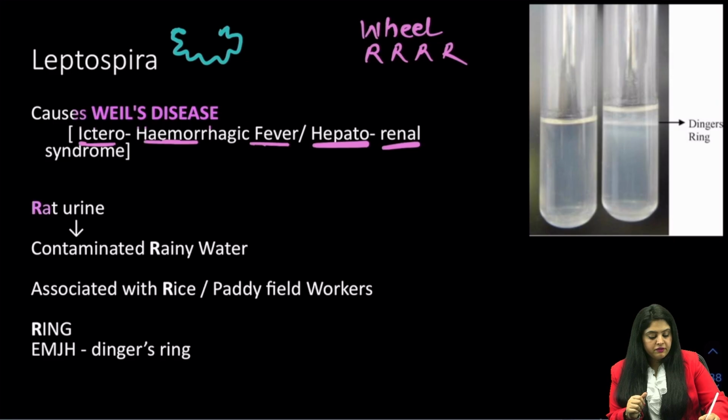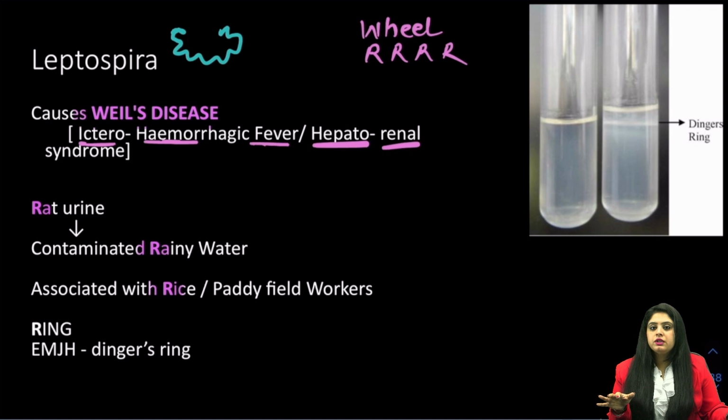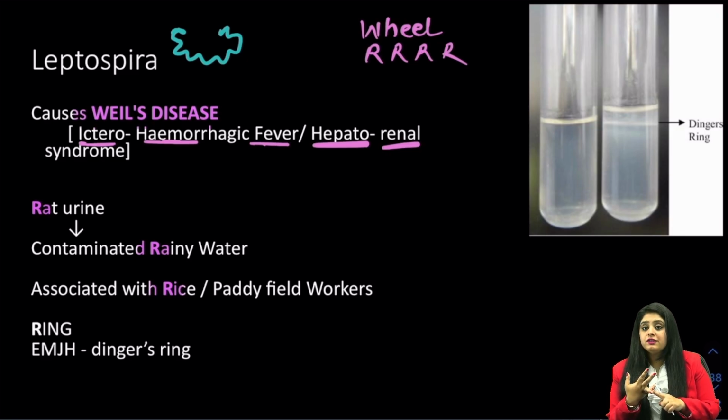This is associated with rat urine, which tends to contaminate the rainy water. In rice field workers it happens. Because rice paddy fields have a lot of water, that water has been contaminated by rat urine. So rat urine contaminating the rainy water, and who are the people who are going to get it? The paddy field workers or the rice field workers. So rat, rainy, rice, and what I'm going to get in my testing is a ring.